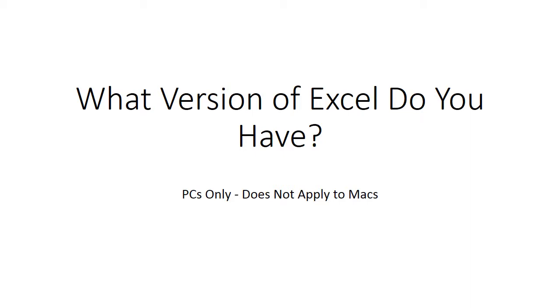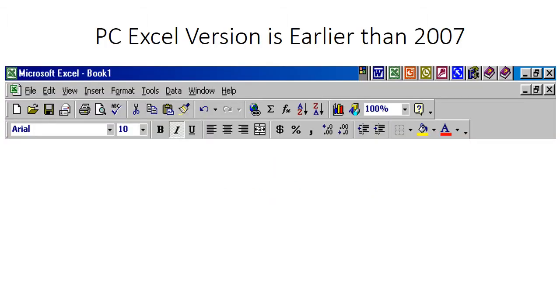This video is meant for PC users who are using a version of Excel. Now, it does not apply to PC users that are using OpenOffice, and it does not apply to those people who are using Macs. But if you have a PC and you're wondering what version you have, this is a video to watch. Now, we can break the versions of Excel to pre-2007.